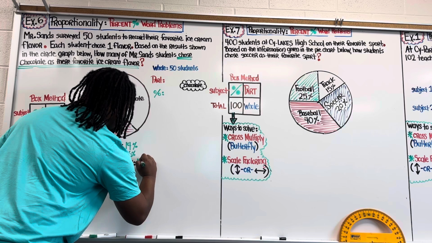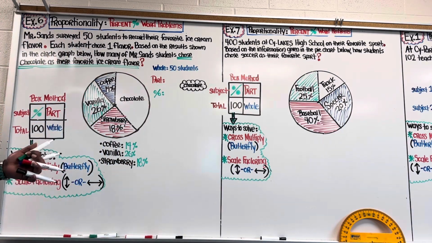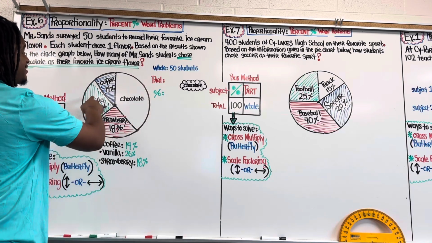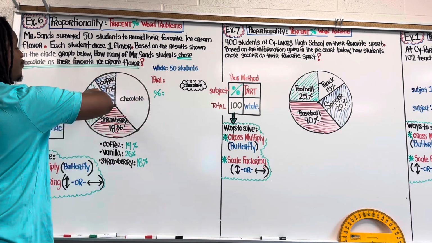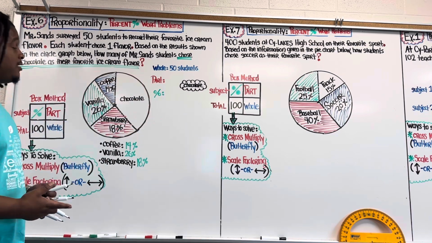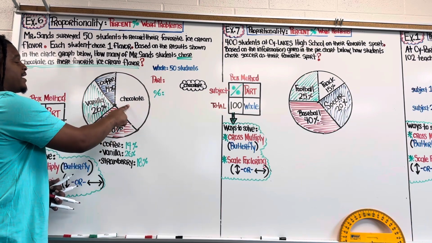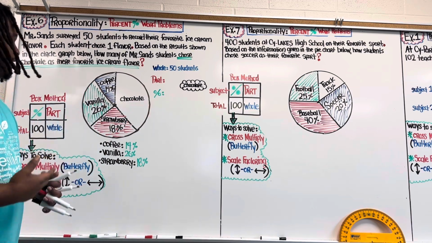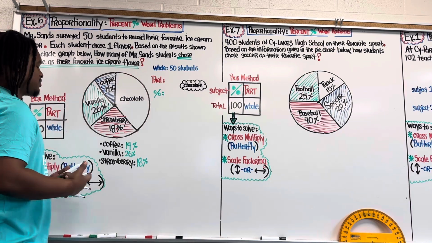And then as you can see, guys, the last flavor we have is chocolate, but in this problem, they didn't give us the percentage of the chocolate. But based on knowing that a whole pie graph represents 100%, we can add up these percentages to find out the percentage that represents chocolate. So we're going to add up these three percentages, and then subtract them from 100 to find the percentage of students that chose chocolate.